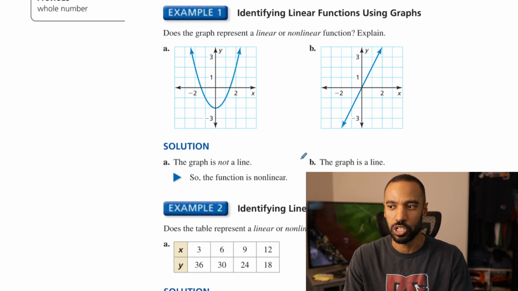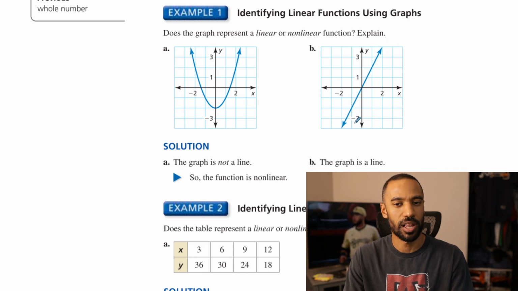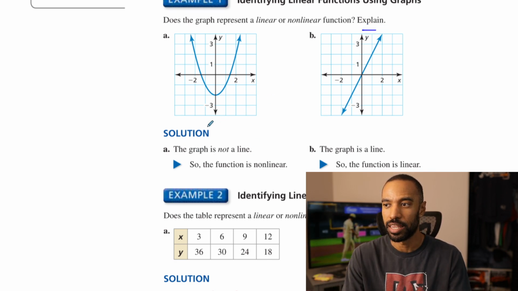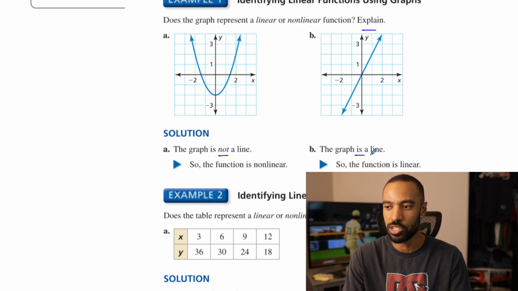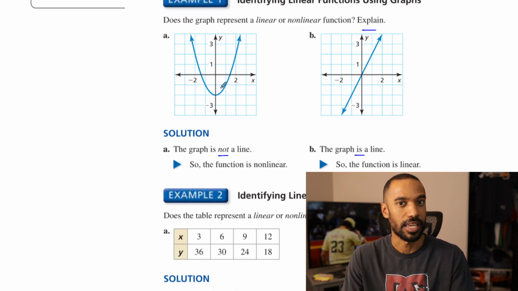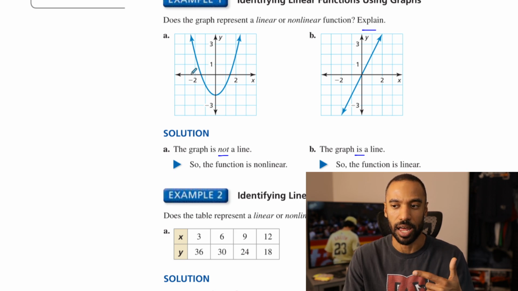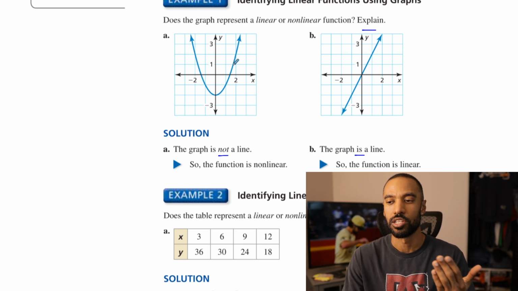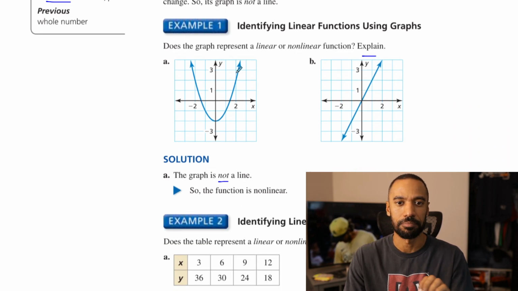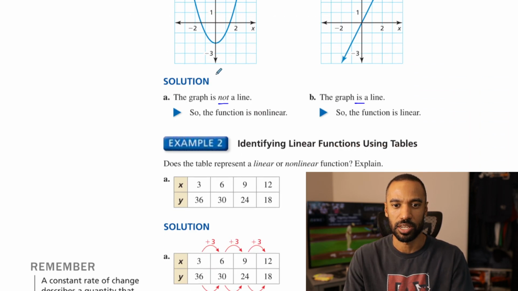Is this a linear function? Is that a linear function? B is a line, so B is a linear function. This is not a line, so it's not a linear function. Literally, they say explain. That's the explanation there: is a line, is not a line. I mean, that's it, which is really nice for this. This means a lot of different things. Also, that means that it's not a constant rate of change of y. It also means that it can't be written in this form, all that. But as a graph, that's a representation.